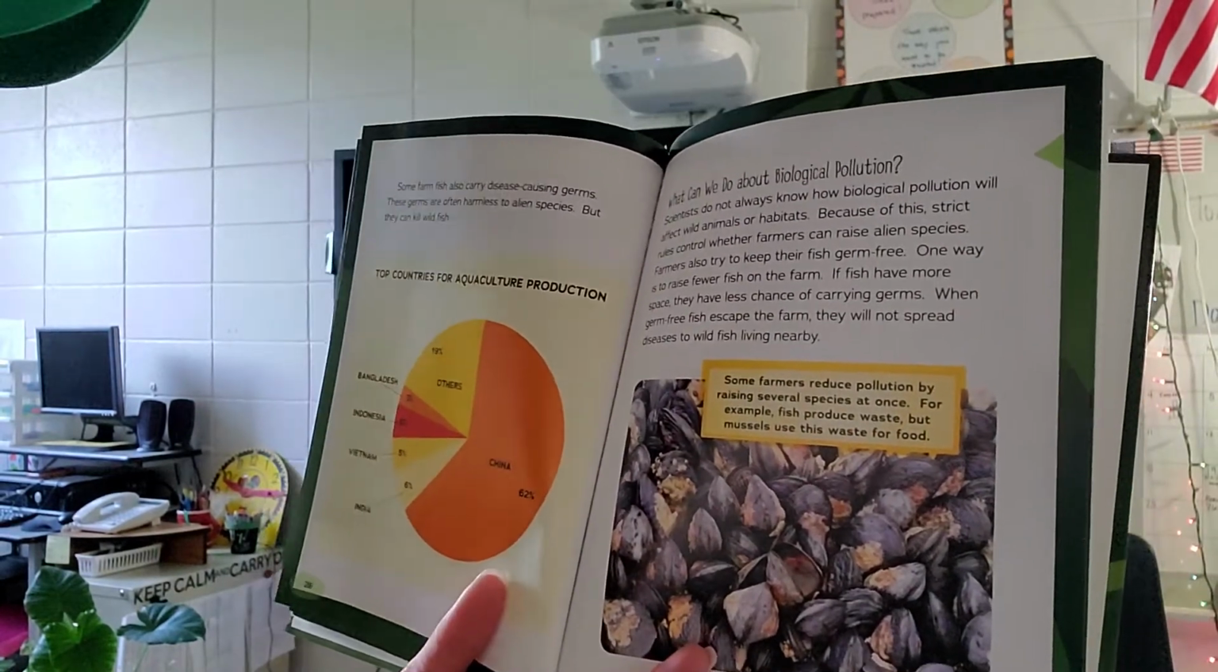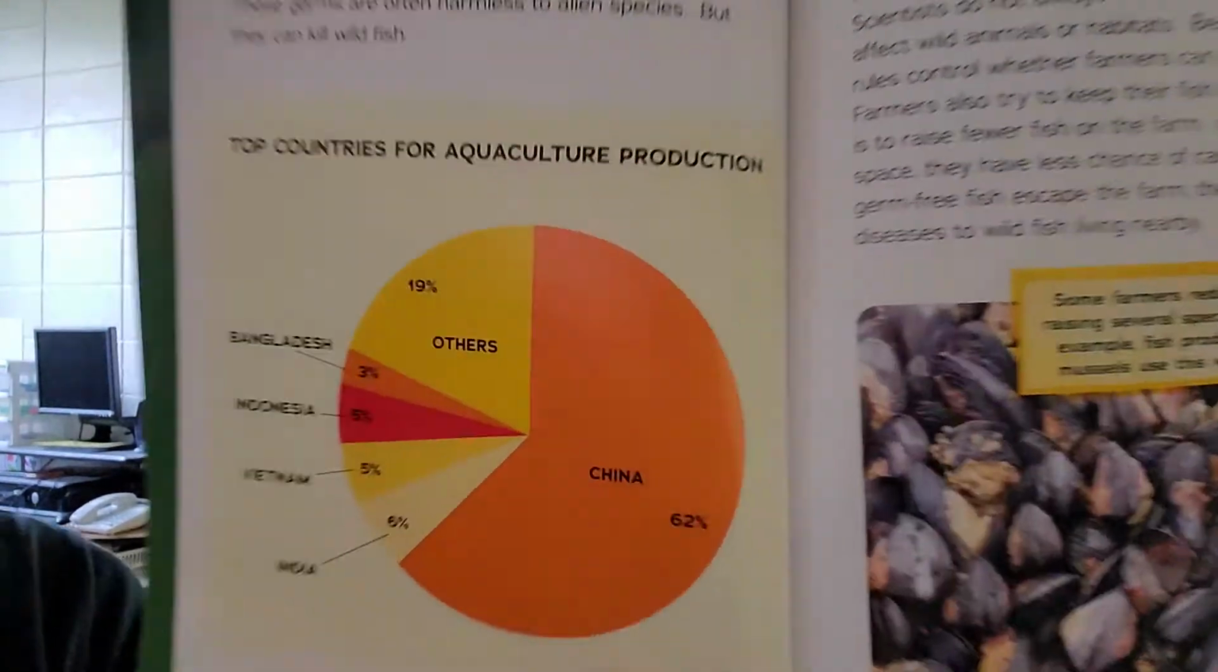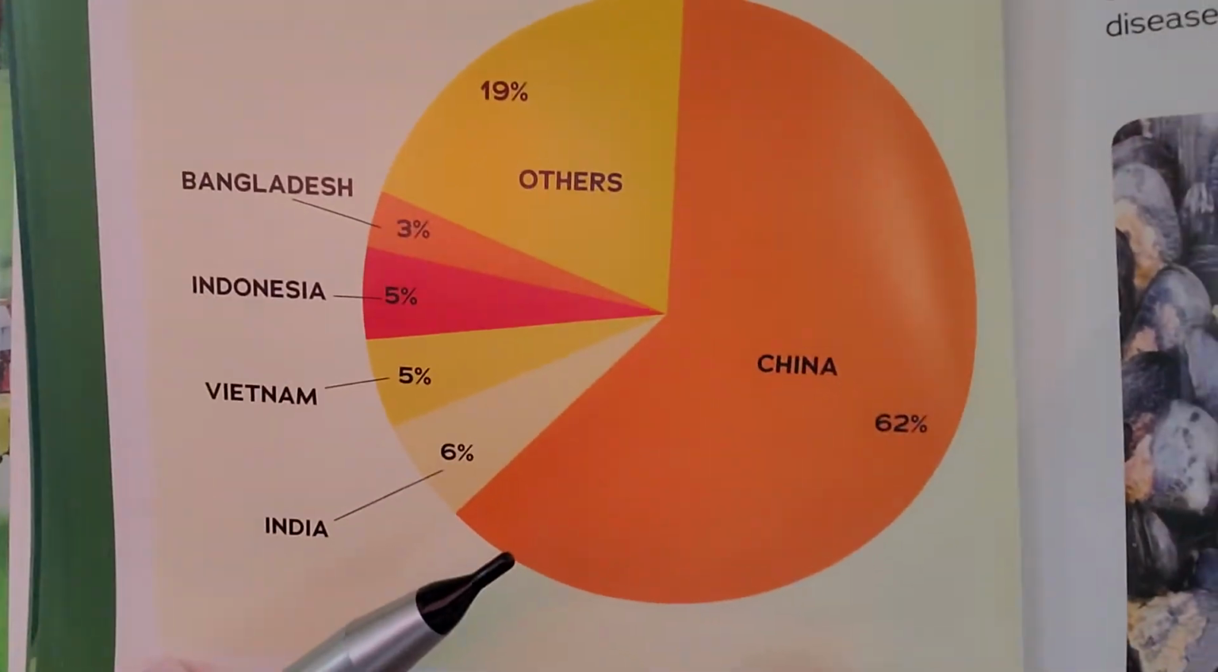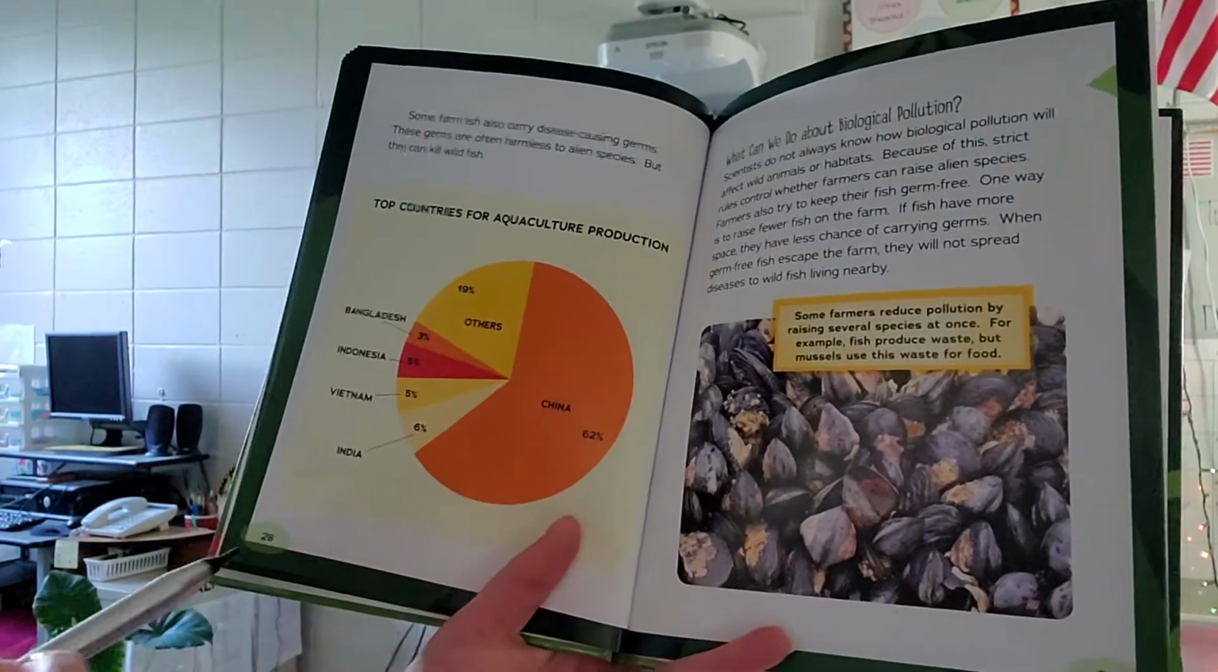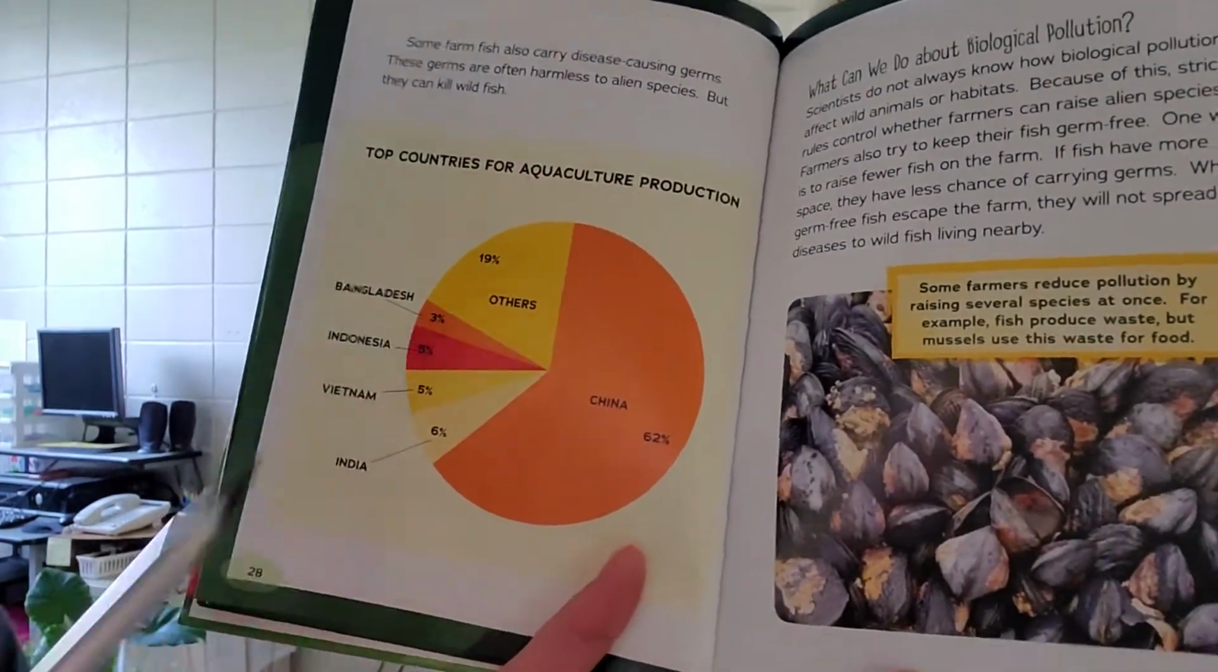Top countries for aquatic culture production. So China is our biggest one. Our smallest one is 3%, which is Bangladesh.